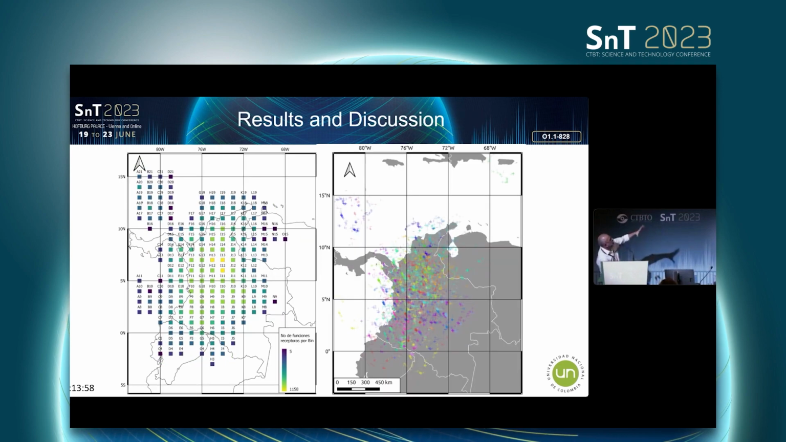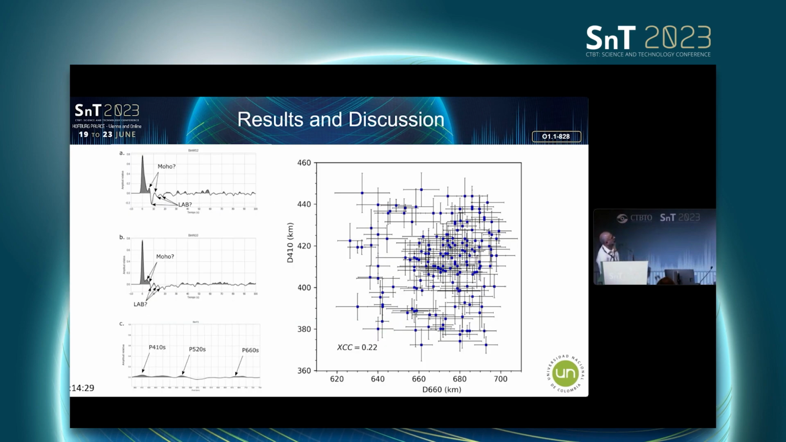Here you see on the left side one map of the distribution of the frequency of the points where we have more information. The areas outside have less dense information. On the right side you see the diverse piercing points from different sources globally.